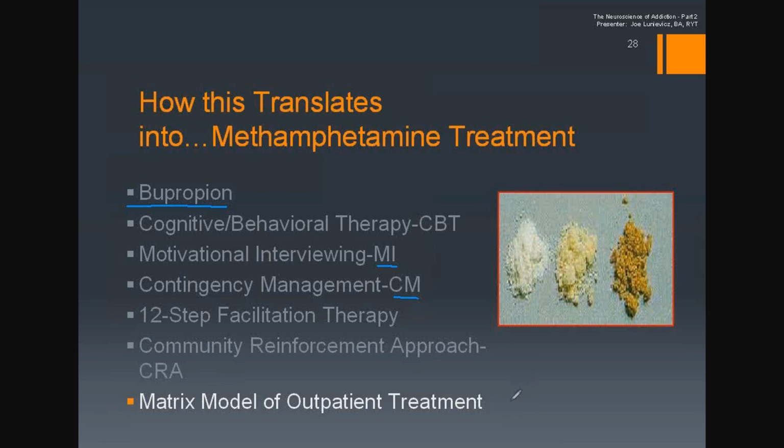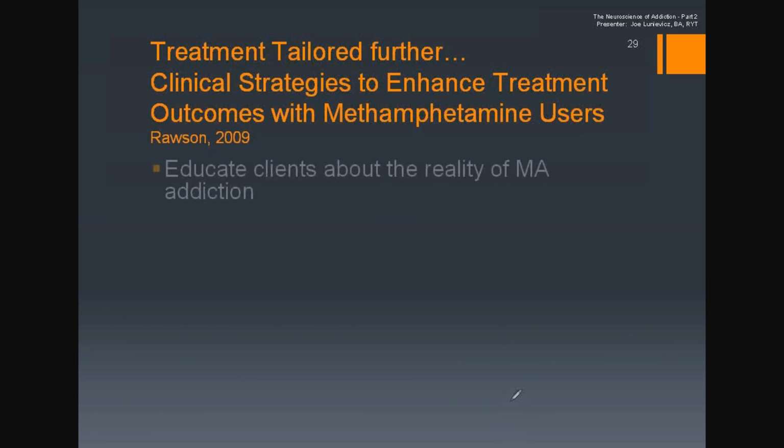So these are treatment interventions. Let's look even more specifically, on a more micro level, at how you can address specific elements of brain disease. Educate clients about the reality of, for example, methamphetamine addiction.